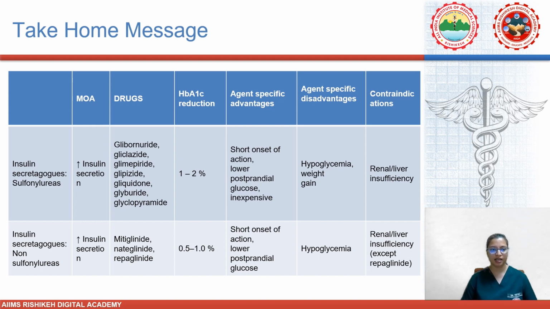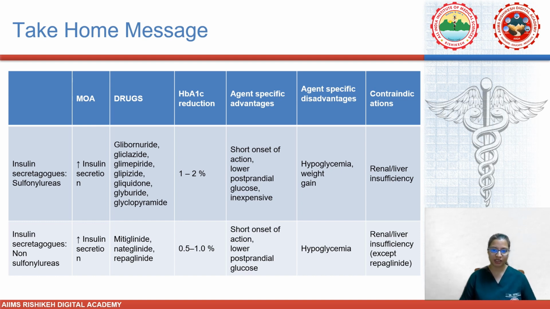So in this table we can see that the mechanism of action of both secretagogues is to increase insulin secretion. Sulfonylureas reduce the HbA1c by 1 to 2%, while the non-sulfonylurea secretagogues reduce the HbA1c by 0.5 to 1%. Sulfonylureas have a shorter duration of action, they lower the postprandial glucose and they are inexpensive. And the glinides, repaglinide and nateglinide, also have a shorter duration of action and also lower postprandial glucose.